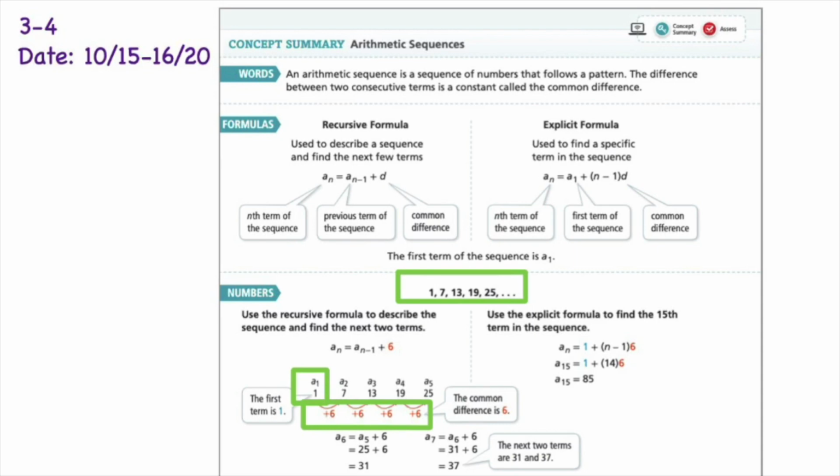So if you're looking at the explicit formula, again, we're going to use the same numbers. We plug 1 into the front because that's where a sub 1 goes. And your common difference goes on the outside of the parentheses. And then you can distribute the 6 in and get your answer and find that the 15th term of that sequence would be 85. So that's why the explicit formula is really easy to use, because all you've got to do is plug in the known values and it will tell you what that number is in the sequence.